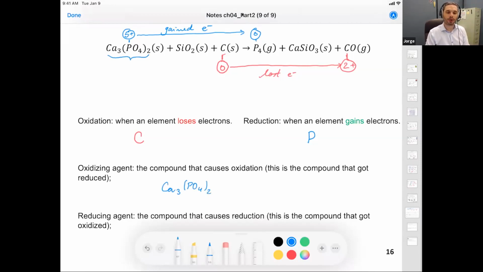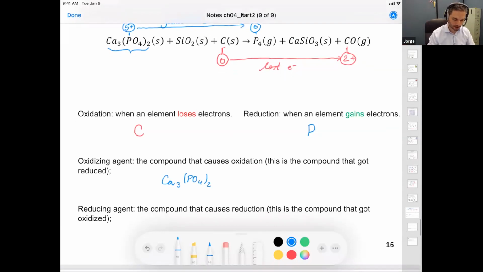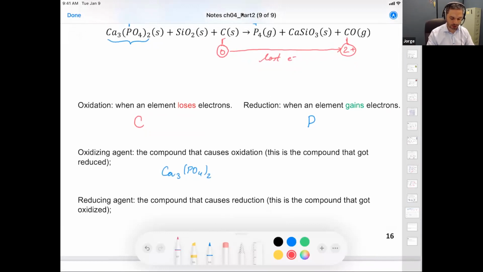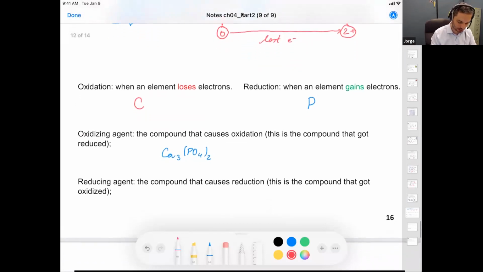In other words, the oxidizing agent will cause another compound to lose electrons, will force other compounds to lose electrons. Every time I'm talking about oxidizing agent, I have to consider the whole compound. And in this case, the reducing agent is the compound that causes reduction, the compound that will lose electrons, and this is the compound that got oxidized. In this case, the compound that got oxidized is the carbon.